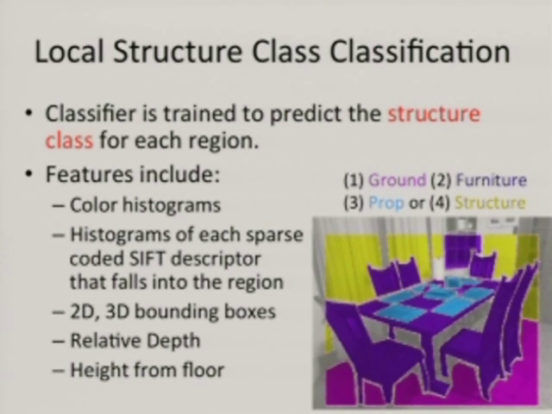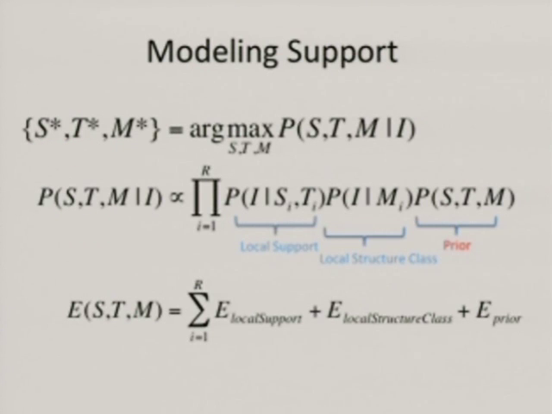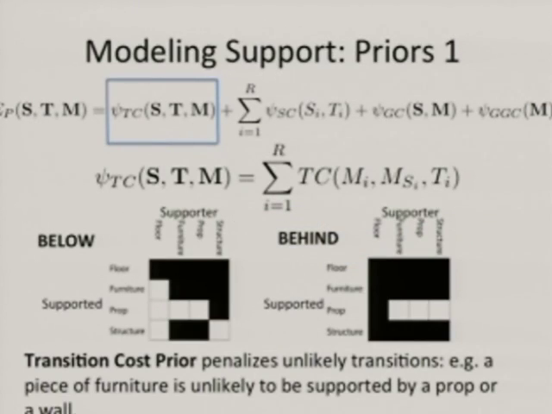Okay? And then we come on to the prior. So the prior is going to capture our physical sort of understanding of how scenes work. The first thing we're going to do is to use those structure classes to define sort of what is plausible. For these, you can think of little sort of adjacency matrices or transition matrices. So in other words, if one region is the floor, it can support furniture, props, and structures, but the floor cannot be itself supported by anything else. Okay, this is why this is black here.